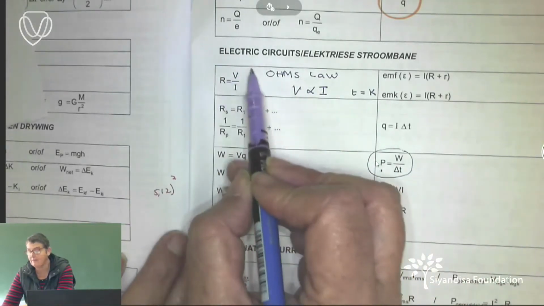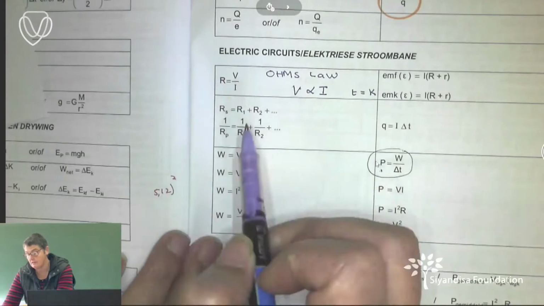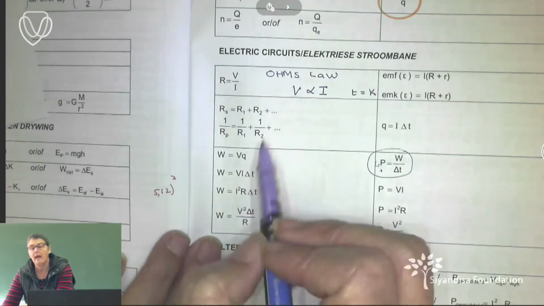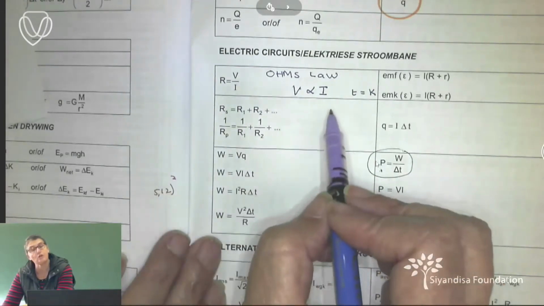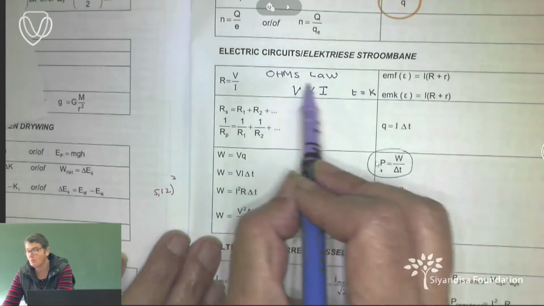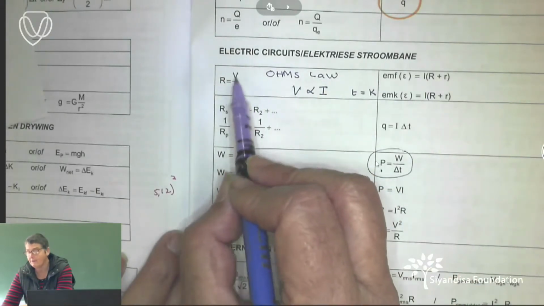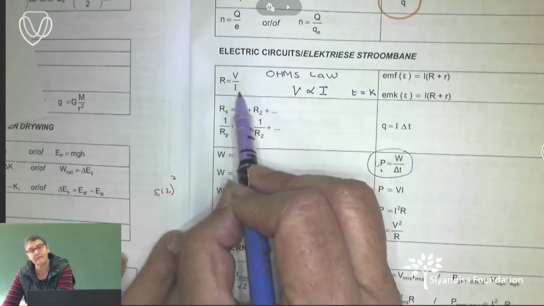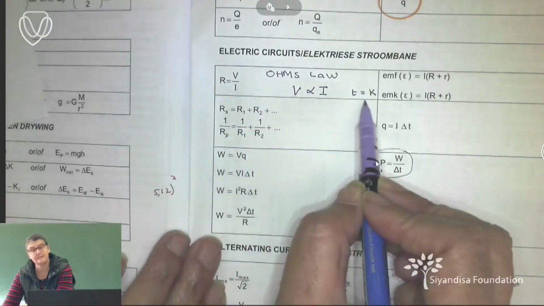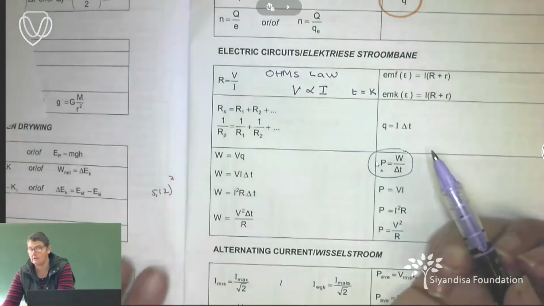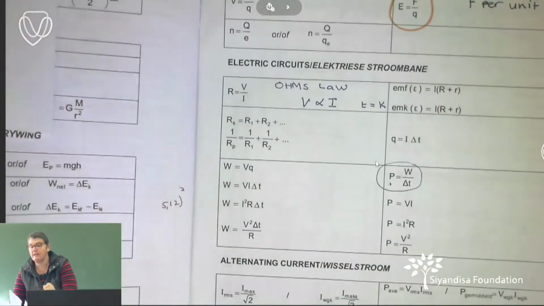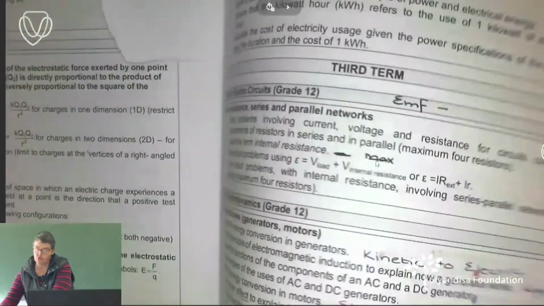And remember, I'm given my data sheet, so if you write this on your data sheet that you always use, you will remember that this is Ohm's law. And from that, you can see that V is directly proportional to I if my temperature remains constant. So that is the first thing that is really important in this section.